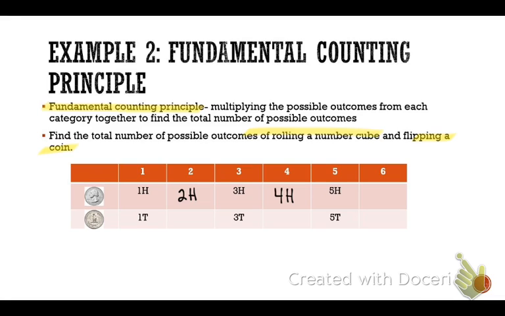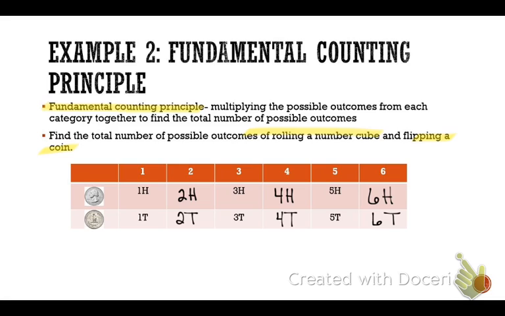So we're just filling in the rest of the table. I could go 2 tails, 3 tails, 4 tails, 5 tails, and then I could go 6 heads and 6 tails. Basically the chart is showing you the possible combinations. The interesting part is that we're supposed to bypass that. And our fundamental counting principle says, okay, you have one category that's a coin.